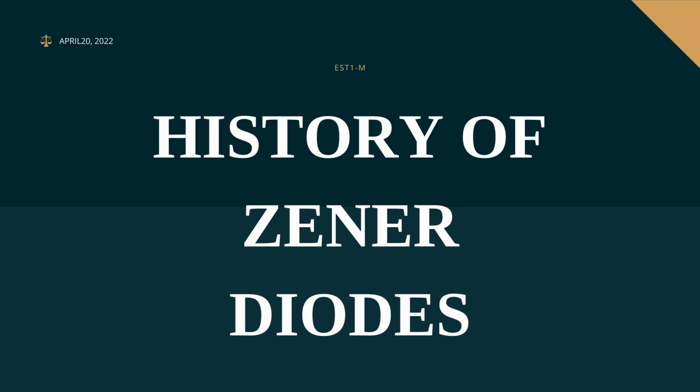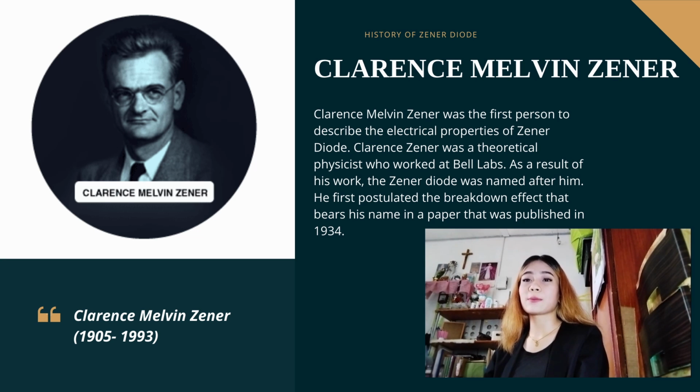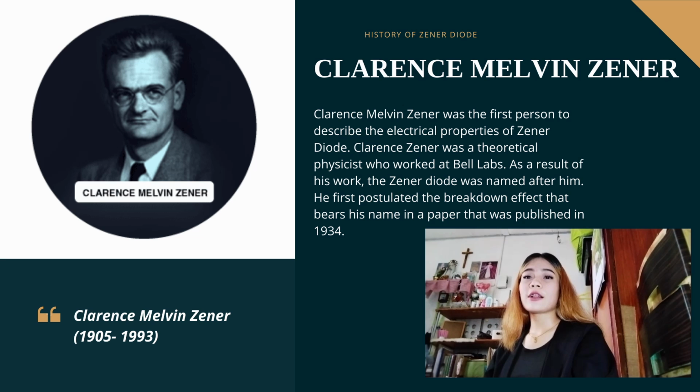History of Zener diode. Ito si Clarence Melvin Zener. So, si Clarence Melvin Zener ang kauna-unahang tao na nag-describe ng electrical properties ng Zener diode. Siya ay isang theoretical physicist. Theoretical physicist, ito yung scientist na ginagamit sa mathematics, calculations, chemistry, biology, at ang mga theories para maintindihan yung mga komplikadong gawain ng buong universe at nakikipag-ugnayan sa pagitan ng matter at energy.